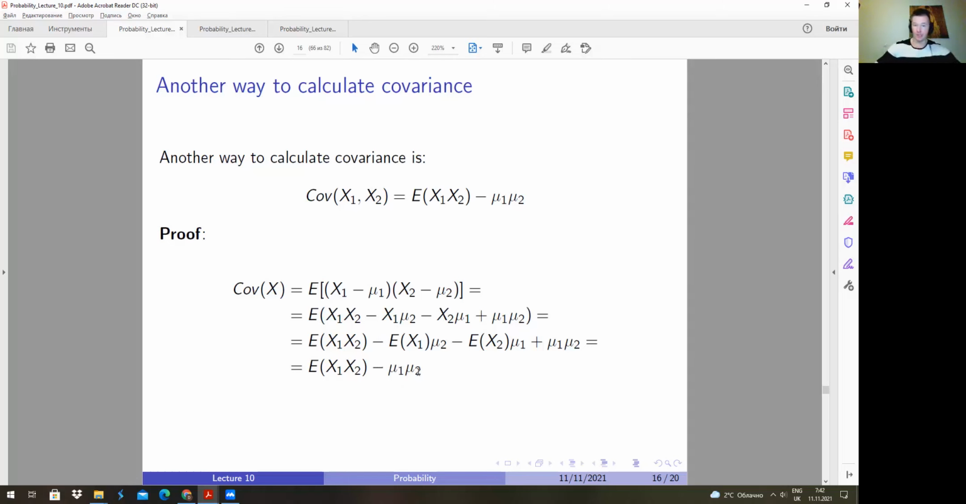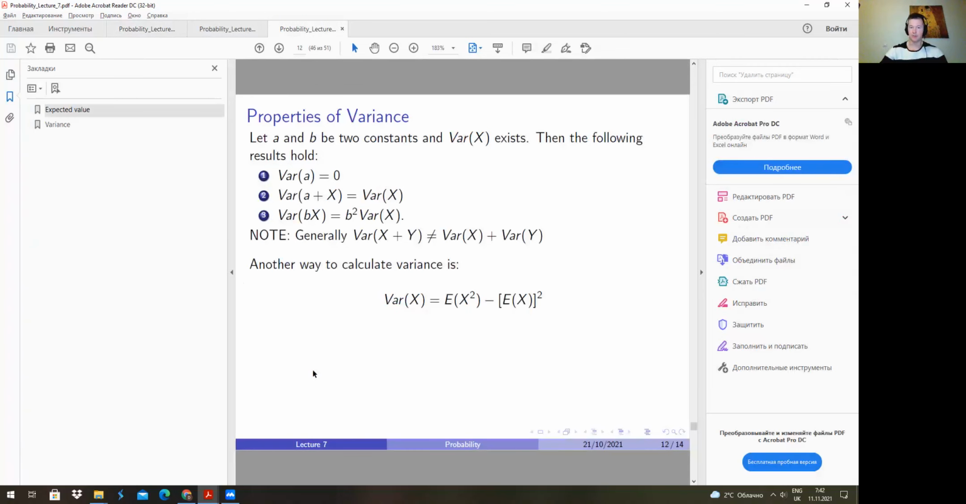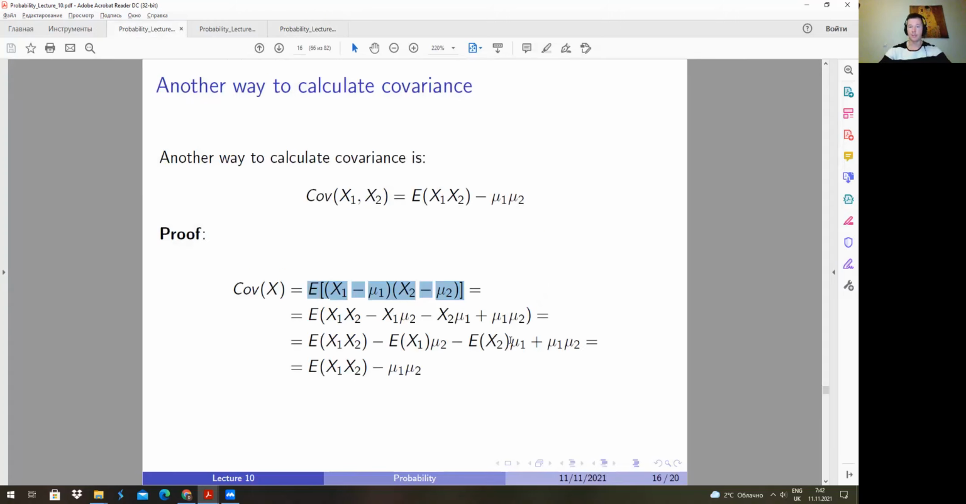But the latter case is usually simpler to calculate. That's why we need to know what the covariance is in general. But usually, as for the variance, we use this formula because it's just simpler to calculate. For the covariance, we also will use this formula in most cases because it's simpler and less computationally intensive.